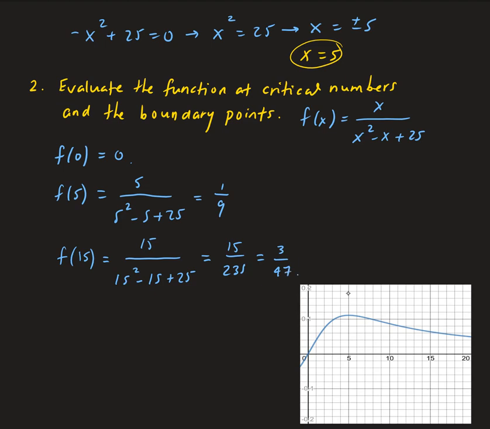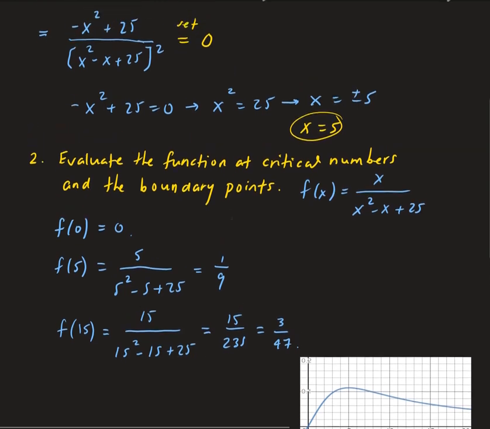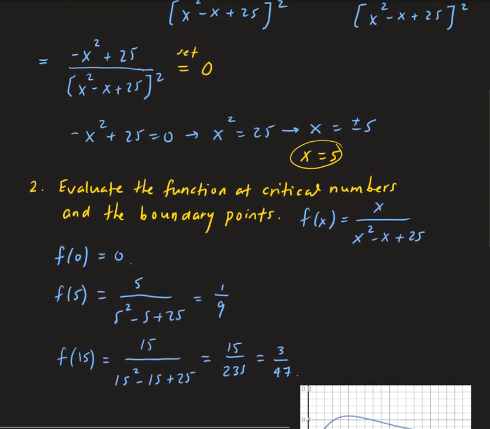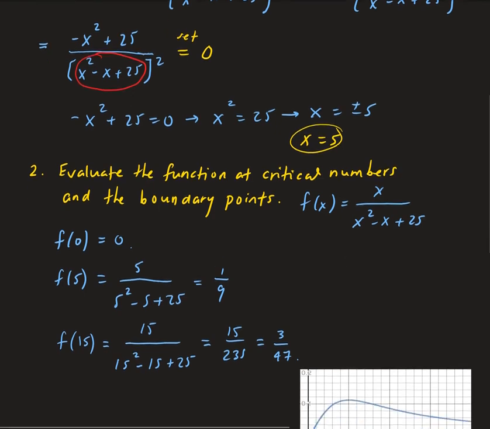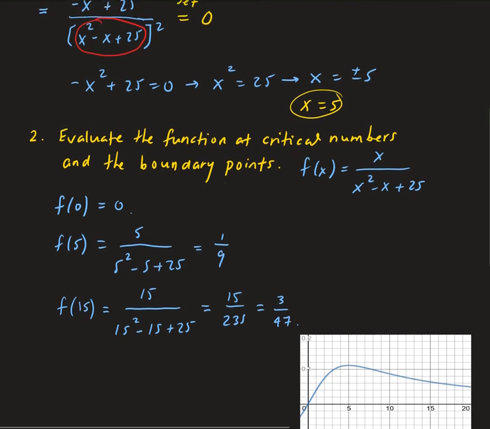So we should also look at the denominator of our derivative to see if we're dividing by any possible 0 here. Looking at this part here, it turns out that there is no x value that will make that 0.